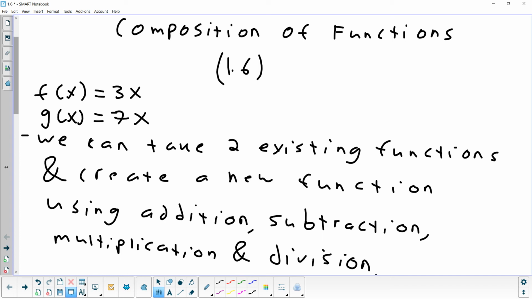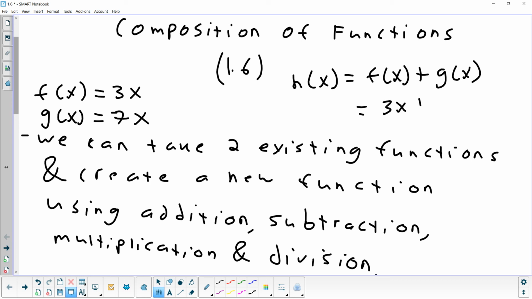And I said to you, I want you to create a new function. Let's call that function h of x. And it's going to be created by taking f of x and adding g of x to it. That's going to be my new function. So then h of x would really be 3x plus 7x, which equals 10x. So there's my new function. H of x equals 10x. That's a new function created by taking the two existing ones and adding them together.